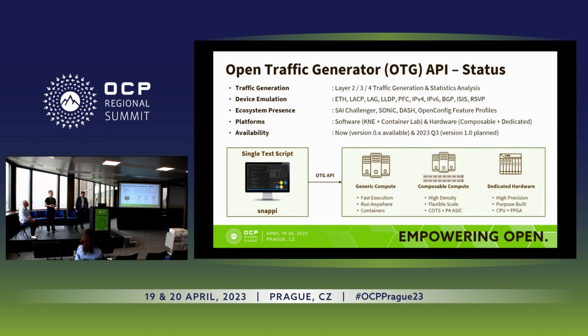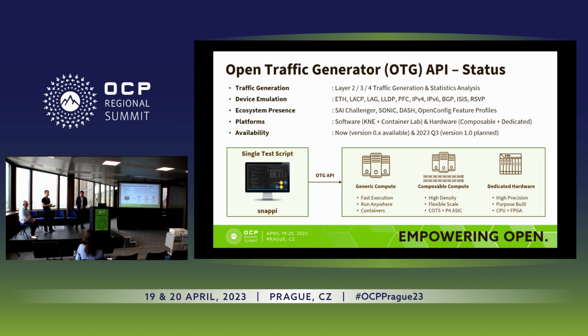So the vision for this is to have a single test script which can be used against different tools, different vendors, different environments. Starting from generic compute, x86 compute, running the traffic generator on a generic server, at the other end of the spectrum, running the same script, the traffic generator on line rate, dedicated hardware, up to 800 gig of Ethernet traffic generation, and in the middle, something that we call composable compute, using off-the-shelf servers, off-the-shelf switches, and disaggregating control plane and data plane, again, with the same script.